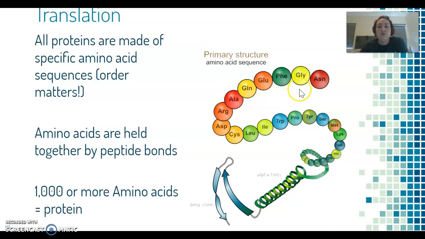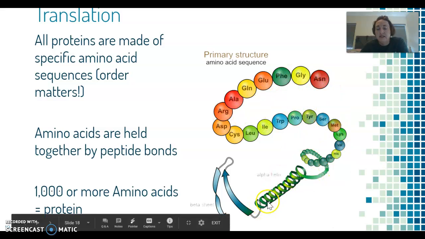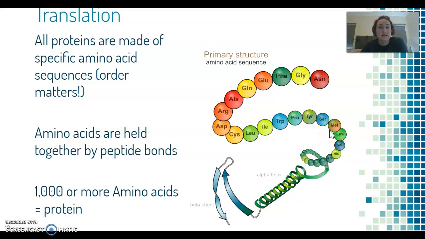And so if you can remember this, these amino acids are held together by what we call peptide bonds, because proteins are sometimes called peptides. And so these little bonds that are here between each of these little beads, or each of these little amino acids, is a peptide bond. When we have 1,000 or more amino acids, that is what makes a protein. And so when I was talking about the 3D shape of proteins, you can kind of see that. Sometimes they're a little swirly like this, a little curly Q, and sometimes they are flat like this. So there's lots of different shapes, and again, it's those shapes that determine what its job is.